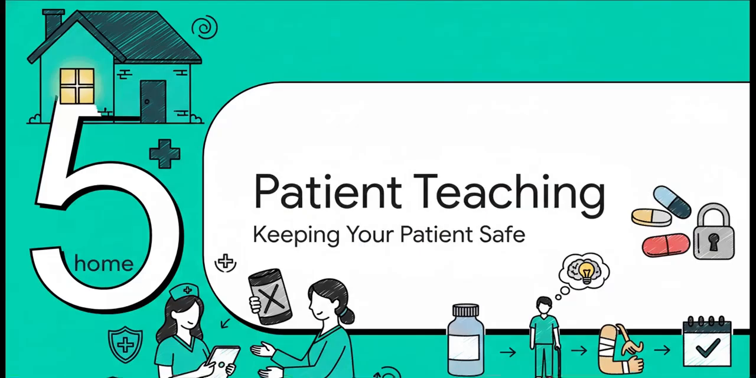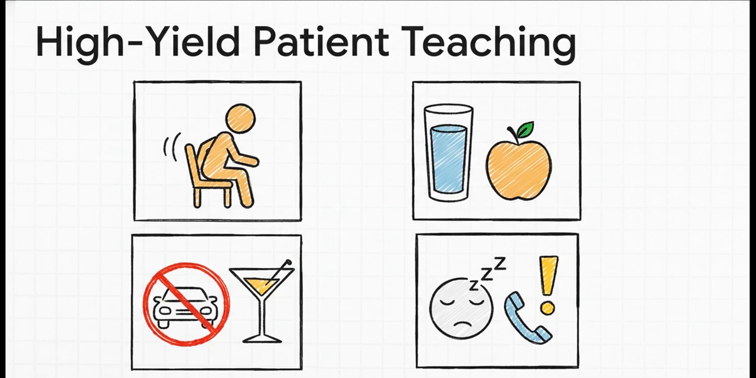Your job isn't done once the patient is stable in the hospital. Educating them on how to stay safe once they get home is a really critical part of our nursing responsibilities. So these are your key teaching points. You're going to teach them to change positions slowly to prevent falls from that orthostatic hypotension. You'll encourage lots of fluids and fiber to prevent constipation. And this is critical. They need to know absolutely no alcohol and no driving, because both of those would just compound the CNS depression. And finally, make sure they know to report any extreme drowsiness or any difficulty breathing right away.